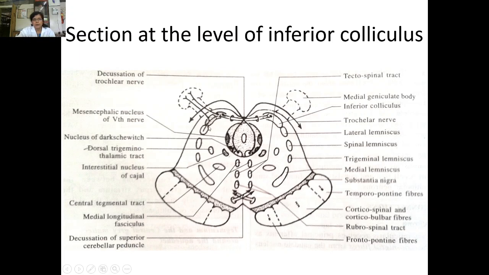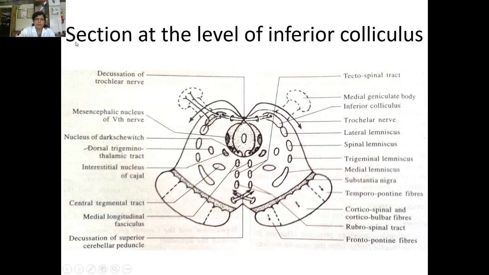Then the tectum, which lies posteriorly, mainly consists of the right and left inferior colliculi. The inferior colliculus is situated at the lower level of the midbrain in the tectum, and it acts as a relay nucleus in the auditory pathway. It also acts as an auditory reflex center, and it also plays an important role in the localization of the sound source.